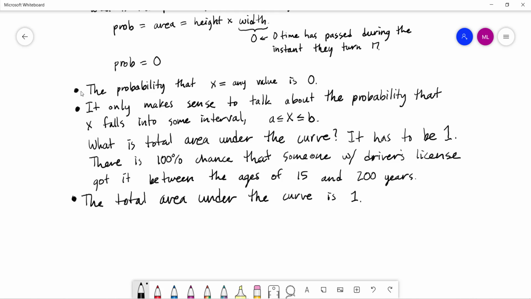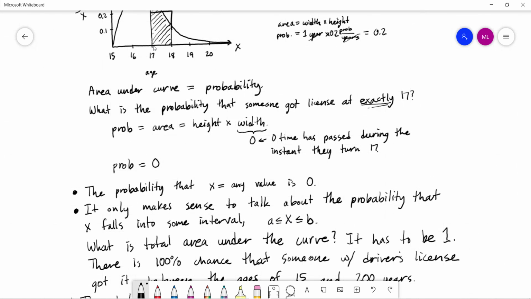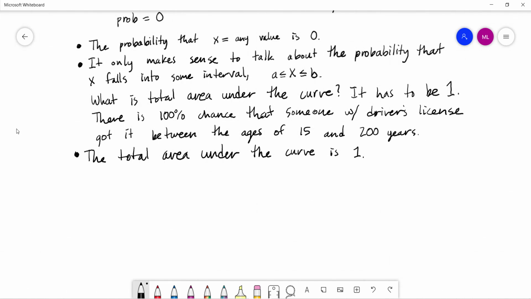So these are the important points. The probability that x is exactly equal to some given value is always 0. It doesn't make sense to talk about x being exactly equal to a value. It really only makes sense to talk about x falling in some interval, some range of values from a to b maybe. So maybe, as we just talked about a minute ago, from 17 to 18 over that interval. The total area under the curve always has to be 1 because it always represents 100% of all possible outcomes. So that total area has to add up to 1.